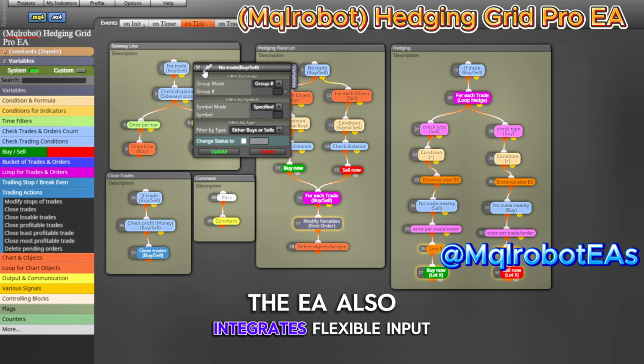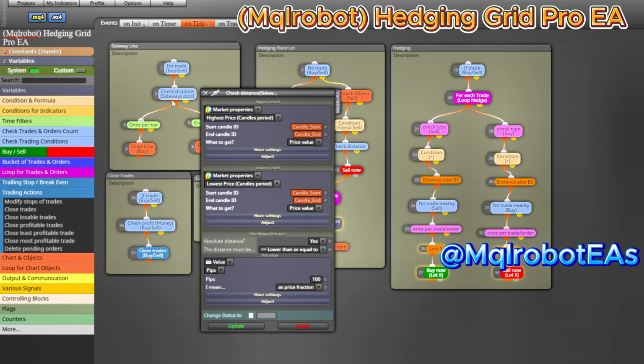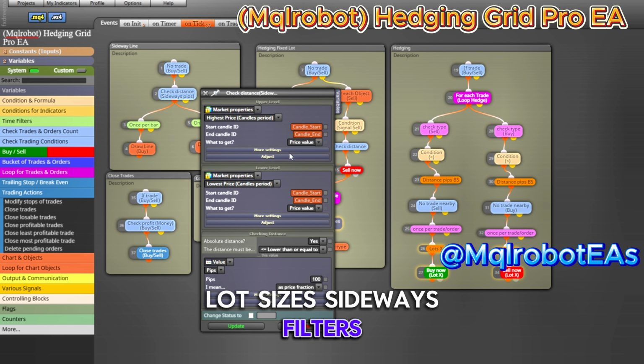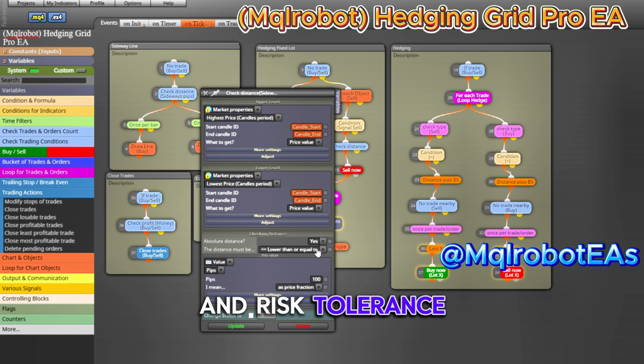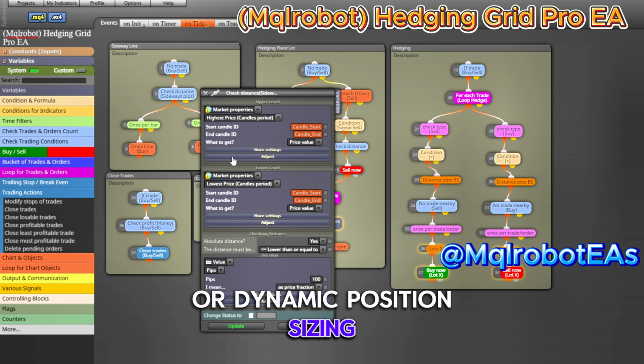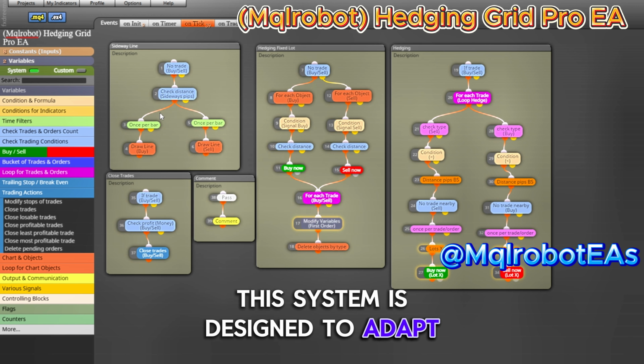The EA also integrates flexible input settings. You can adjust grid distances, lot sizes, sideways filters, and profit targets to match your personal trading style and risk tolerance. Whether you want to run fixed lot hedging or dynamic position sizing, this system is designed to adapt.